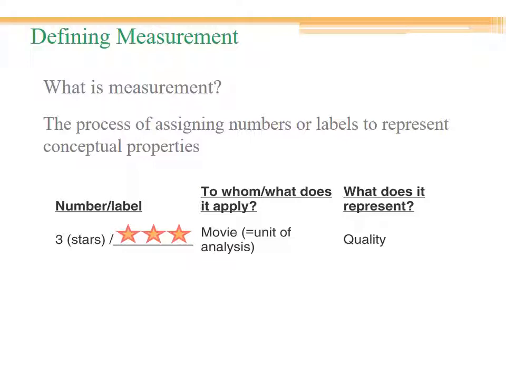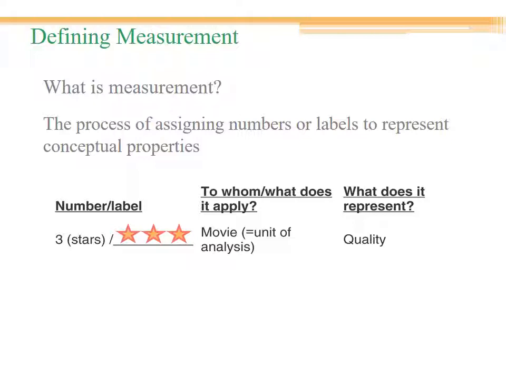So what is measurement? It is the process of assigning numbers or labels to represent conceptual properties. All of you encounter measurement in your daily lives. Take, for example, a film review. So we have the conceptual property being represented, the quality of a movie. We have the unit of analysis, the movie, and we have a rating system, the star rating. While this is not answering a research question, it is a measurable question. How good is the movie?